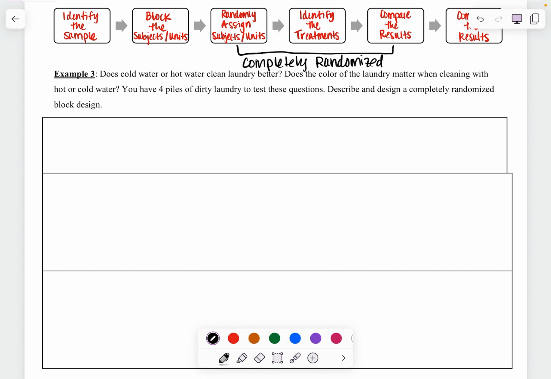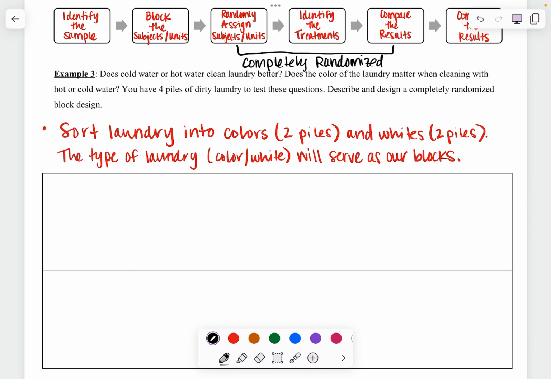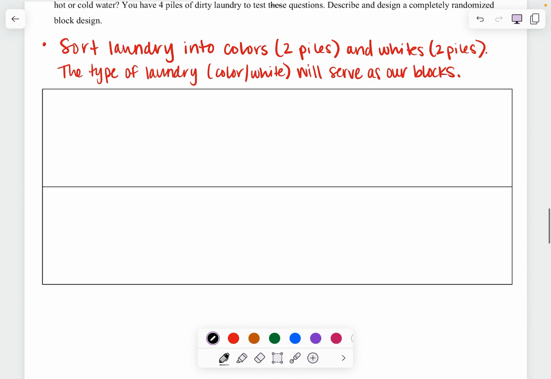They seem to think that the color of the laundry will have an effect on hot or cold water. We got 4 piles; describe and design a completely randomized block. So the first thing I did was sort my laundry into 2 colors, colors and whites, 2 piles for each, because they said we have 4 total. And this is going to serve as my block. And so what's going to happen is you're basically doing a mini experiment on each one.